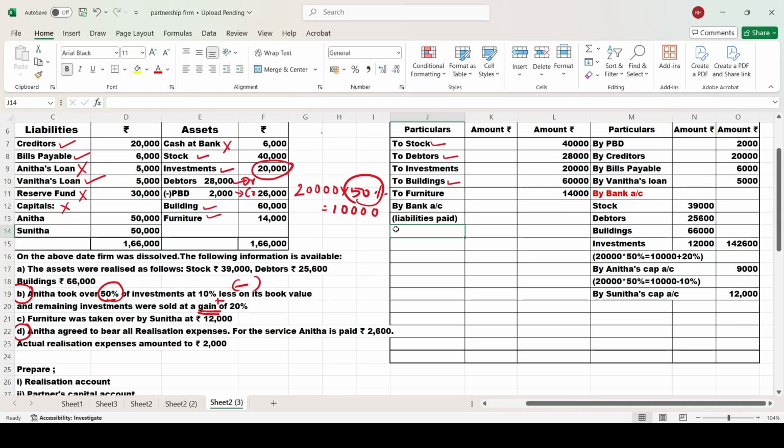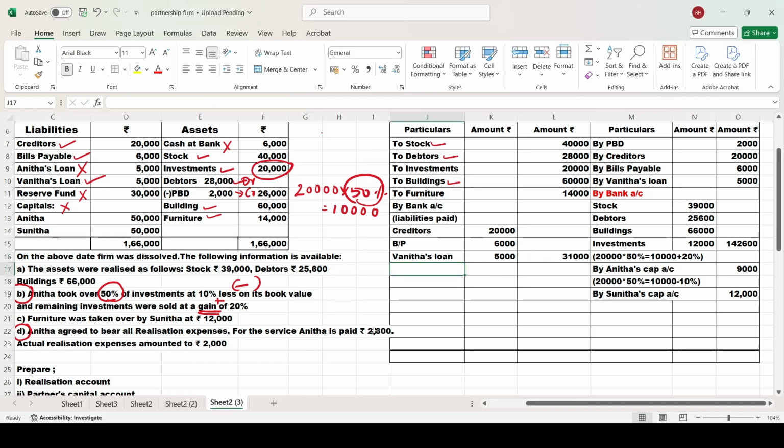You just write all these things by creditors. Creditors, take it to the inner column. It is 20,000. Bills payable 6,000. Vanita's loan 5,000. Okay, we'll add all these things and take it to the outer column, which comes to 31,000. Okay, now we have completed this.